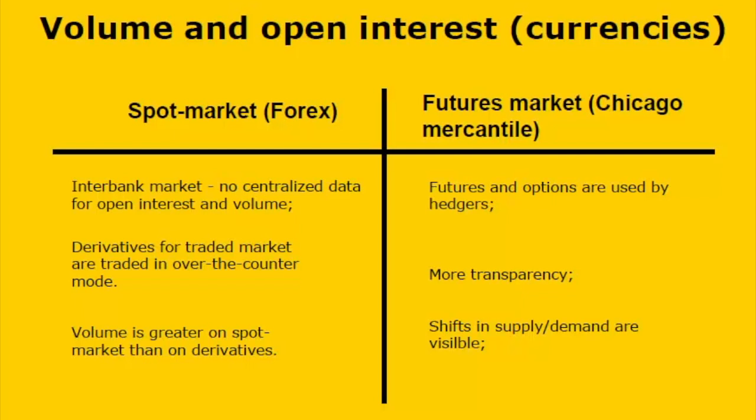And the next important piece of information is open interest and volume. But we can't track volume and open interest from the interbank Forex market directly, because there is no centralized exchange for this market and therefore no centralized reliable data. But there are derivatives that indicate major shifts of supply and demand, and it can be visible for the futures market. Currency futures are traded on the Chicago Mercantile Exchange, which publishes data for open interest and volume daily.